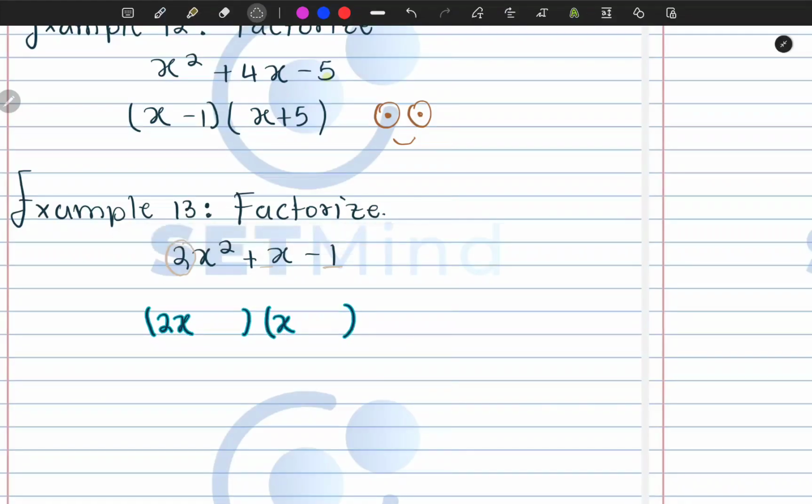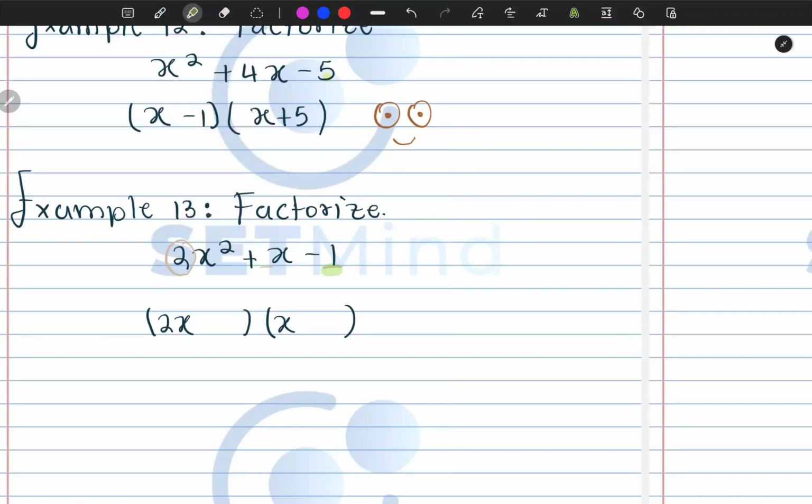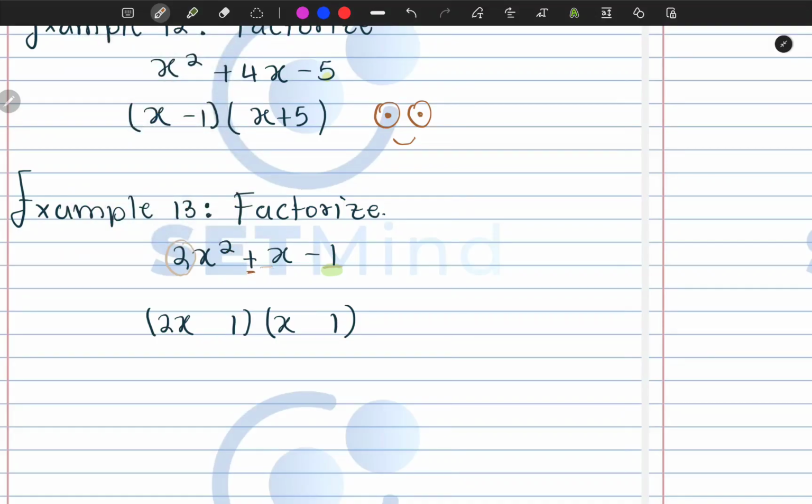Then now I need to think of the last numbers. What is it which, when I multiply the two numbers together, I should get negative 1? So if you think carefully, that might be positive and negative 1. So I'll put in 1 and 1. But now I need to ask myself, where should I put a negative and where should I put a positive? And this will depend on the sign here. So since there's a positive here, the only way I can get a positive 2, which will minus a 1, is if I put a positive this side.